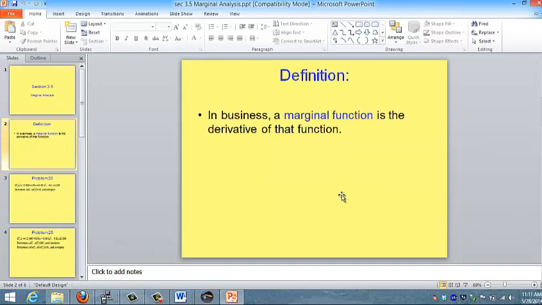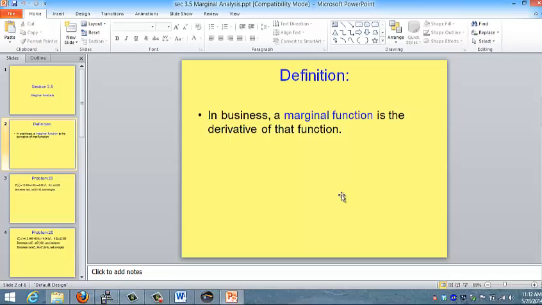In business, if I say we're talking about a marginal function, what I mean is the derivative of that function. I couldn't say that in a business class. I could say it here because you guys have been studying derivatives for, well, a couple weeks now. So all I mean is derivative when I say marginal function.